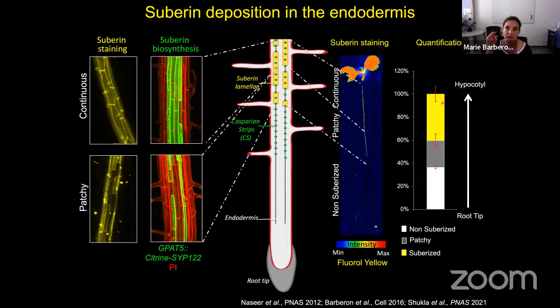So this pattern is what happens in the Arabidopsis plant, wild type and stress. We will see later in my talk that there are many reasons for this pattern to be changed. Stress can affect this patterning, but we also know a lot of mutants that can affect this patterning.